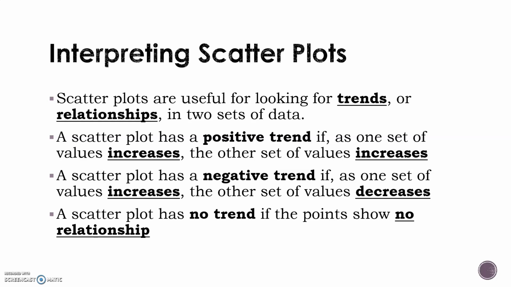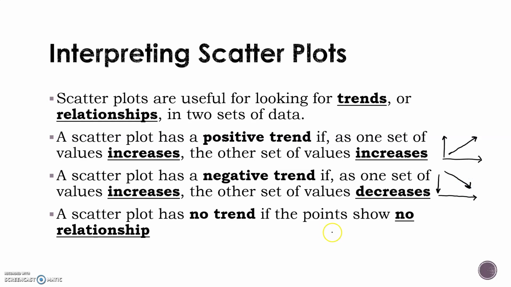Scatter plots are useful for looking for trends or relationships in 2 sets of data. And so a scatter plot has a positive trend if as one set of values increases, the other increases. So in the x direction, this is increasing, y direction, this is increasing. It should look as my x is increasing, my y is also increasing, like this. Then it's a negative trend if as one set, like the x, is increasing, the y is decreasing, or the other set decreases. To make that happen, it would look like this.